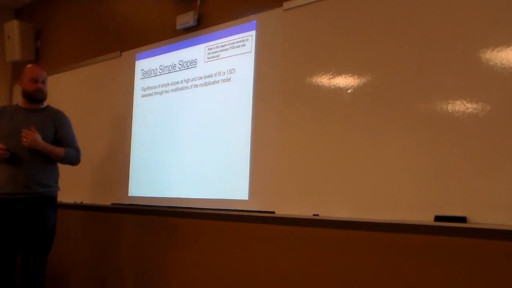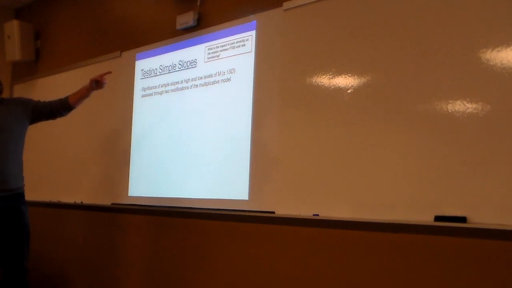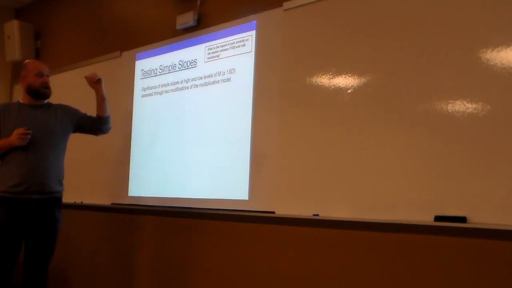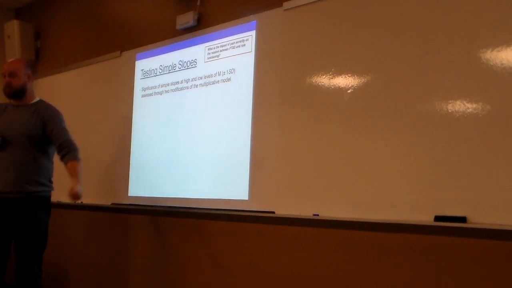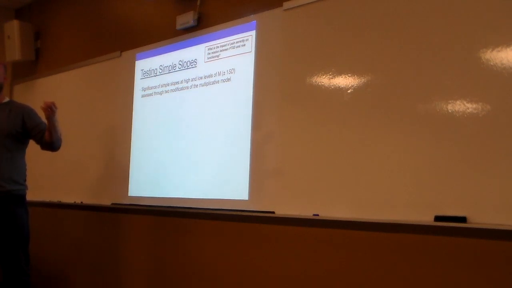So let's say we're going back to this, right? I want to know what's the impact of pain severity on the relation between PTSD and role function, right? I can get my simple slope. I can sort of get that out of the main model, but I can't test whether or not that's reliable, okay?